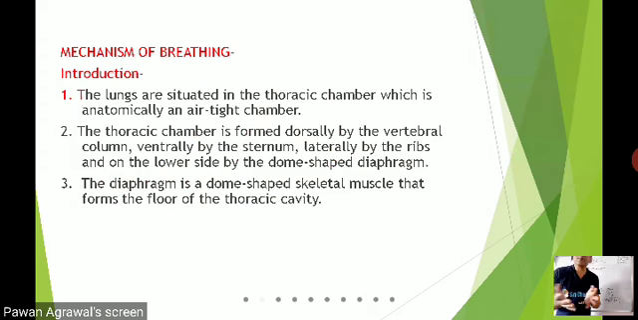Okay. So now the next bit related to respiration is the mechanism of breathing. The next topic is not coming in the Sunday test. It is coming in the next test.